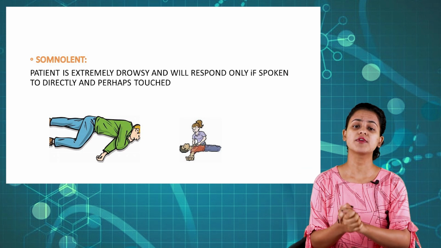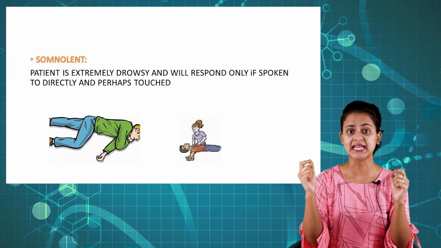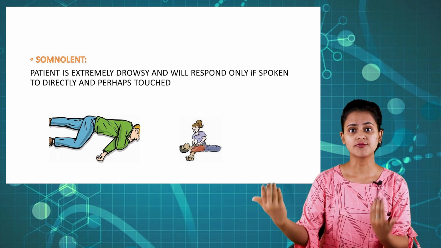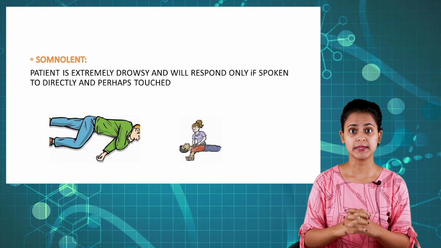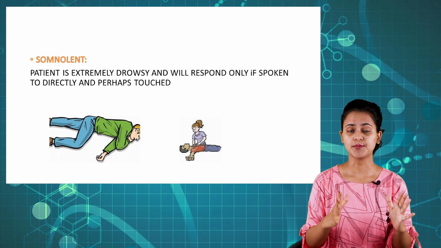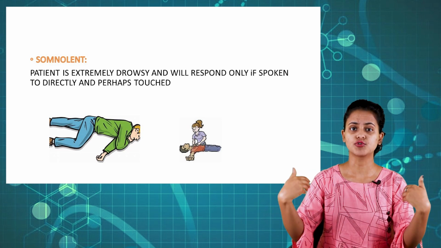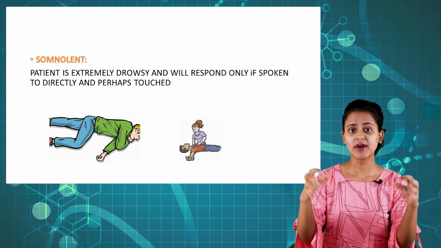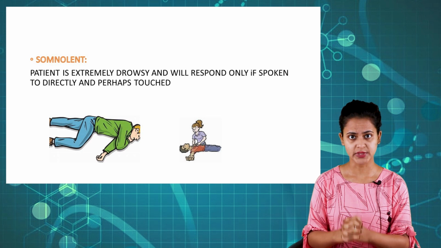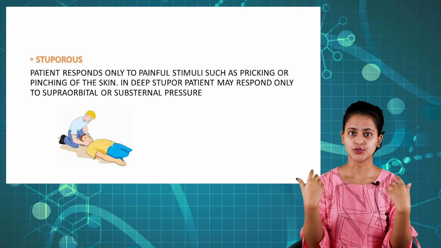So here we are going to see that the client will respond only if directly spoken to or if provided a physical touch. Then only maybe the person can actually respond. So in this type of unconsciousness, the person will not be able to respond spontaneously. We have to provide some external stimuli in order to get the response from them. Next, we are going to read about the stuporous unconsciousness.